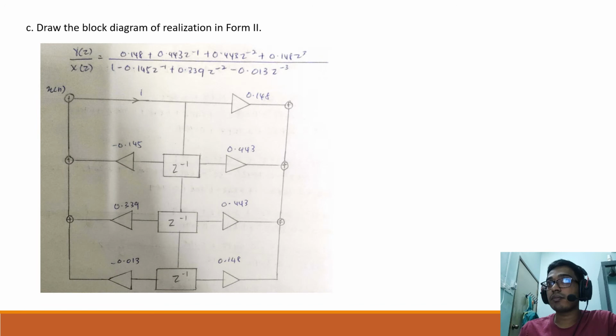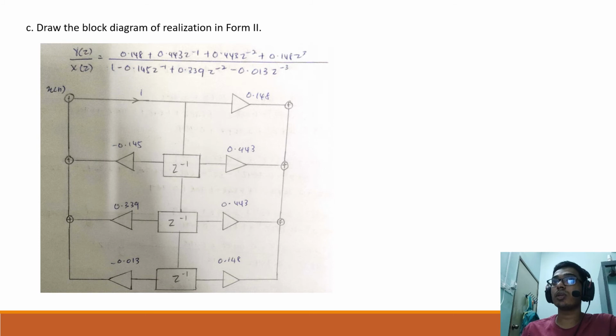So next is to draw the block diagram of realization in Form 2, for which I also need to use the equation that I got from question A, which is Y(z) over X(z) equals 0.148 plus 0.443z power of -1 plus 0.443z power of -2 plus 0.148z power of -3, which will be divided by 1 minus 0.145z power of -1 plus 0.339z power of -2 minus 0.013z power of -3.